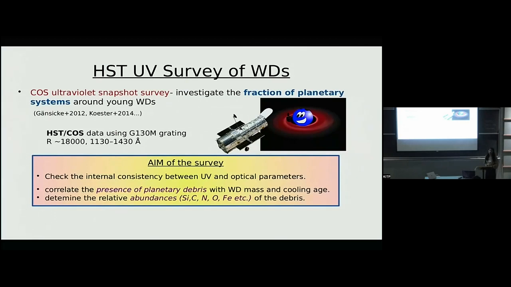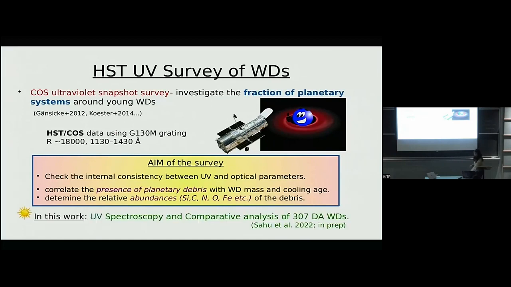Why are we motivated to do this work? The earlier UV studies, a few in the 1990s and 2000s with IUE and FUSE data, were mostly focused on very hot white dwarfs, with temperatures greater than 50,000 Kelvin, and there were very few stars. So this is the first large systematic survey of DA white dwarfs in the UV, and it covers the intermediate temperature range from 13,000 to 30,000 Kelvin.